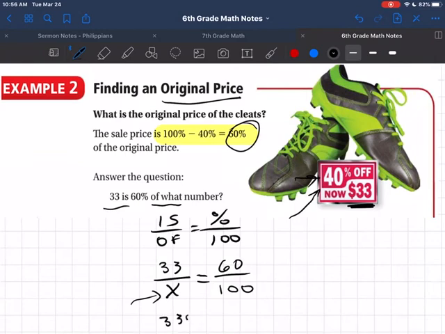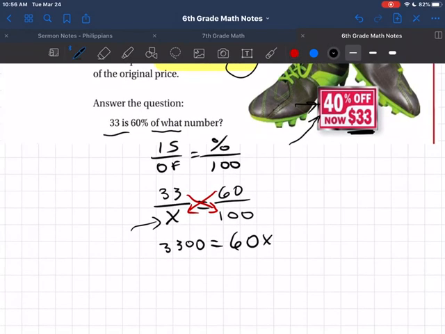We get 3,300 is equal to 60x. Remember, we're going across, okay? 3,300 is equal to 60x, sorry, okay? And now to find x, we divide by 60. We get our calculator out. 3,300 divided by 60 gives us 55. So these cancel out, giving us x. 3,300, as I said, divided by 60 is 55.